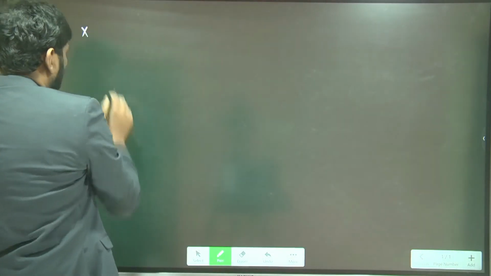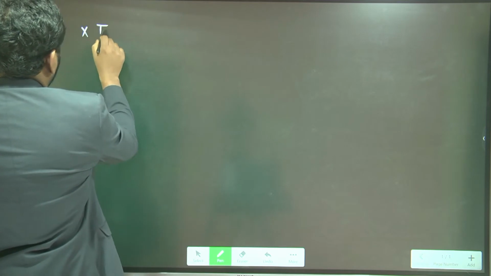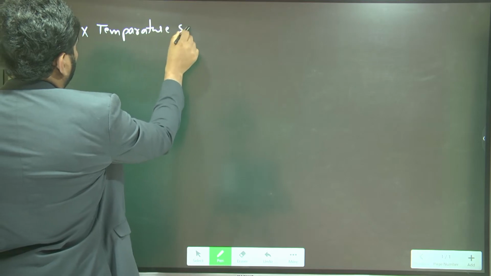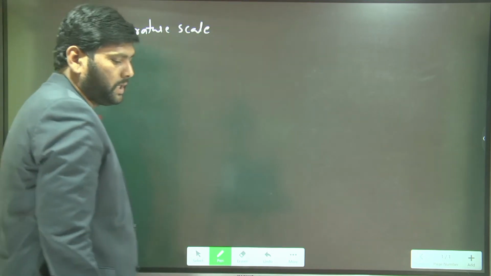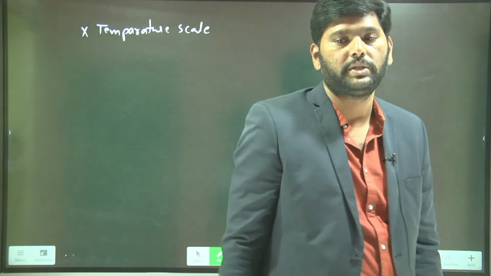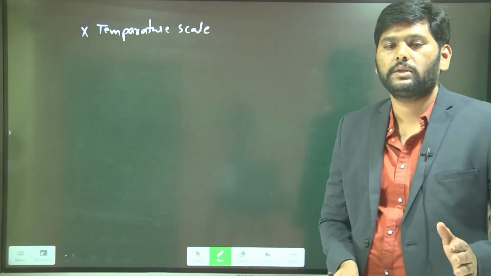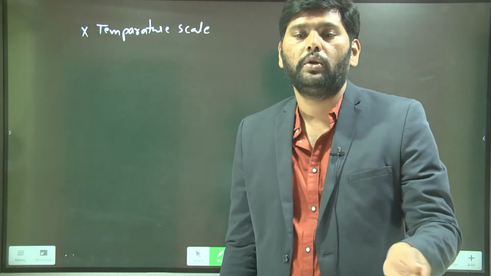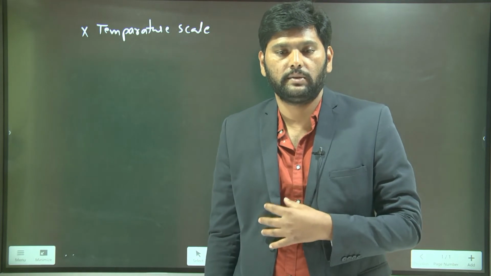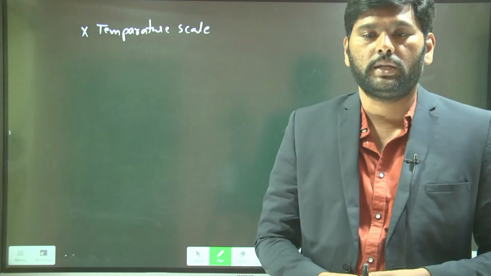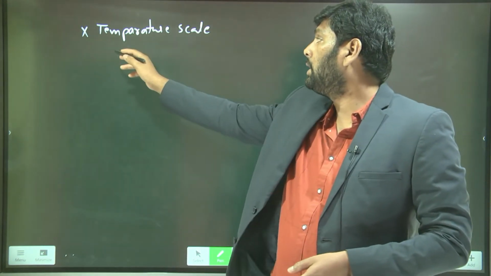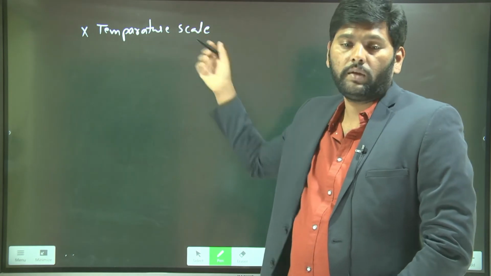So write down temperature scales. Where do we use these temperature scales? We use them on the thermometer. What is a thermometer? A thermometer is an instrument to measure the temperature. Understand? We will have some scales on the thermometer, and the different scales we will discuss today.